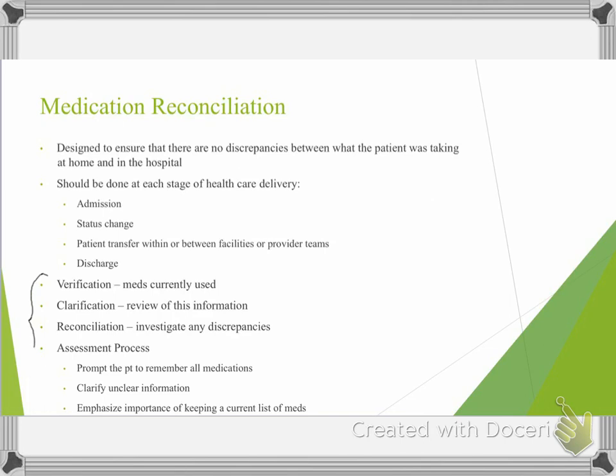So this is the actual process: verification, the meds they currently use, and then clarification, reviewing any of this information, making sure that they didn't miss any over-the-counter medications that they take or herbals or supplements, anything like that. And then reconciliation, which is investigating any discrepancies. If they're usually on one thing at home and now it's not listed on their record, why is that?